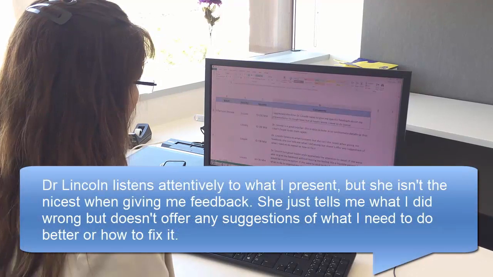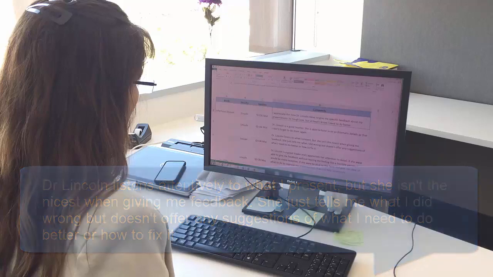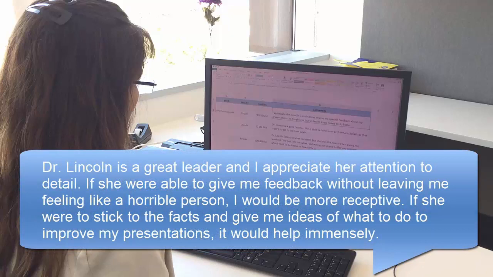Dr. Lincoln listens attentively to what I present, but she isn't the nicest when giving me feedback. She just tells me what I did wrong, but doesn't offer any suggestions of what I need to do better or how to fix it. Dr. Lincoln is a great leader, and I appreciate her attention to detail. If she were able to give me feedback without leaving me feeling like a horrible person, I would be more receptive. If she were to stick to the facts and give me ideas of what to do to improve my presentations, it would help immensely.